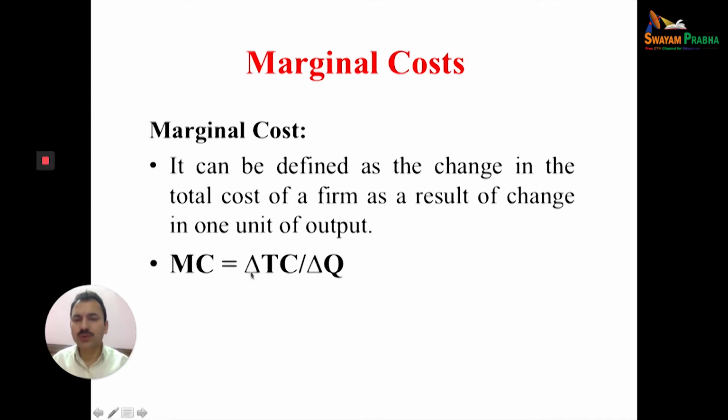So if you use one more unit of input, there will be a change in output. For example, if one person is producing 20 units in a day, and you use one more unit of that input, and now output is 30, so 30 minus 20, that 10 is called the marginal cost. Marginal cost.